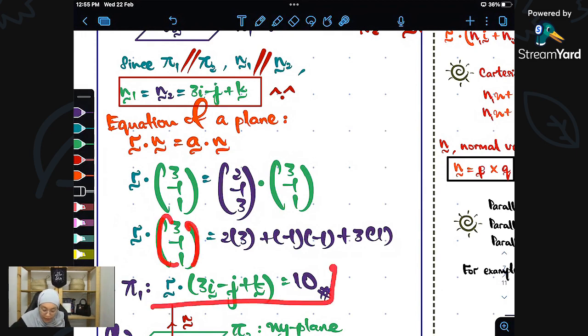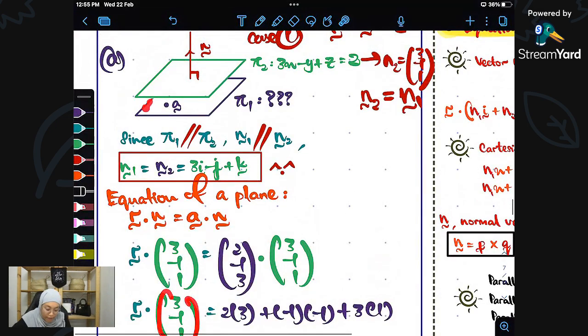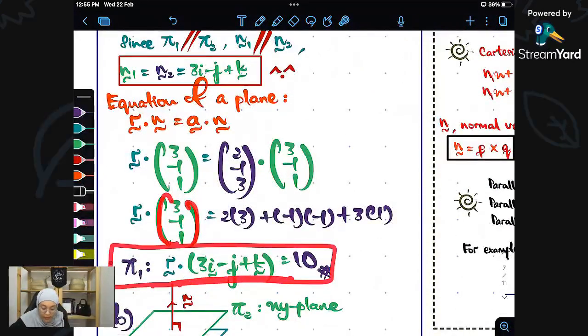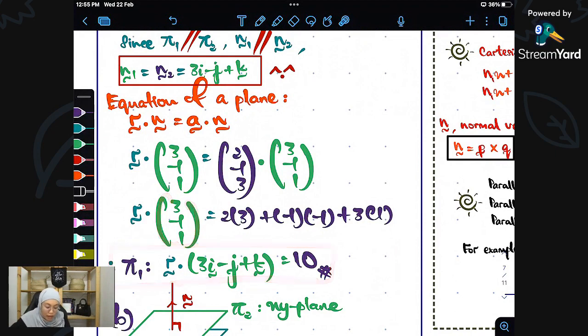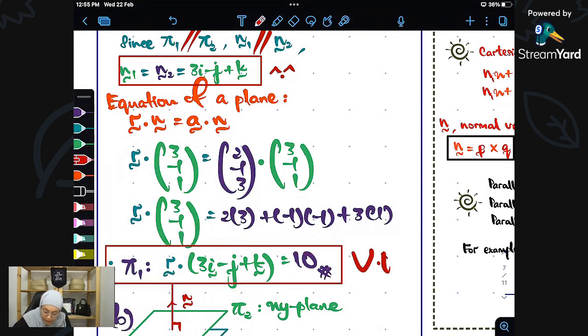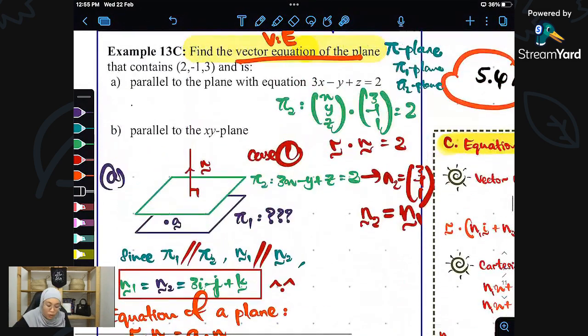And then you write it down as this. This is the one that we don't have. The purple one, pi 1. Yang kita tak tahu, yang kita tak ada sekarang ni adalah the plane number 1 which is r dot. So this is our answer in VE. So our answer in VE is equation of plane adalah R dot 3I minus J plus K is equals to 10. So kita sudah pun menjawab soalan yang pertama.